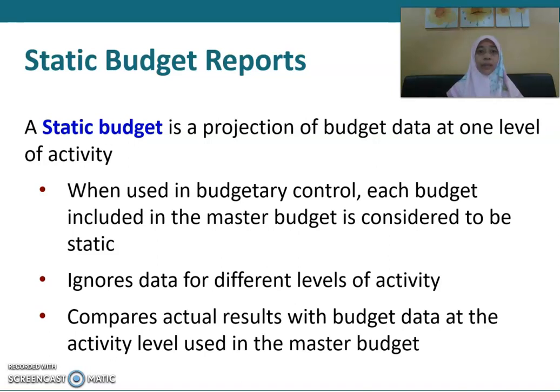Okay, Bismillahirrahmanirrahim. Now let's look at the static budget report.